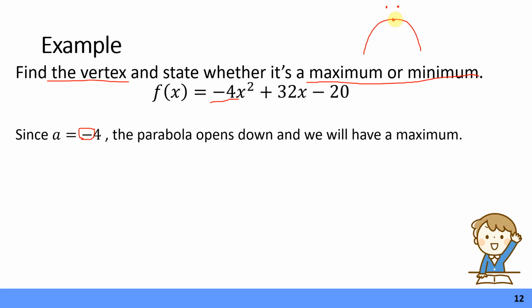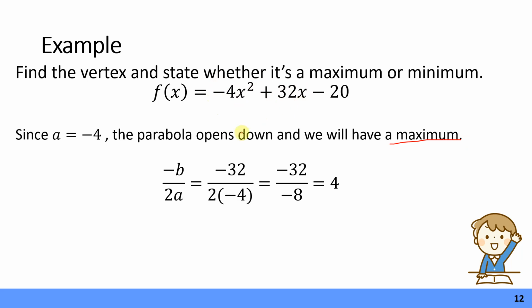So that means my vertex, what do you call the vertex when it's up here? It's going to be a maximum. So we have already answered half of the question. They ask us to find the vertex and determine a maximum or minimum. Obviously, it's going to be a maximum because it opens down. Now, in order to find the vertex, remember, this is in standard form. How do I know? There are no parentheses.